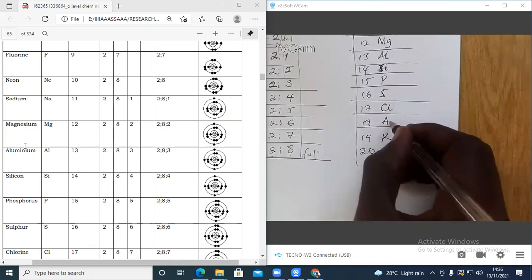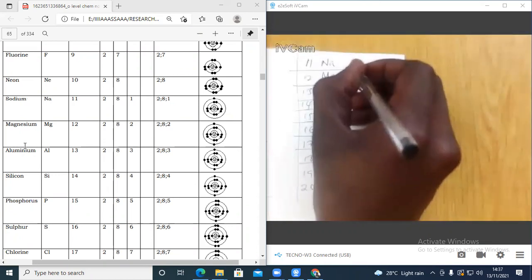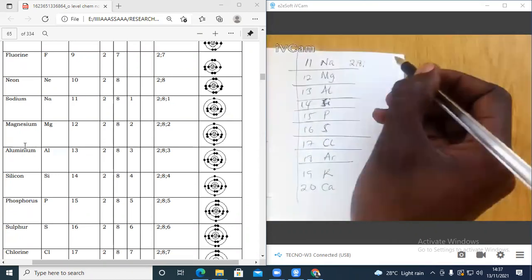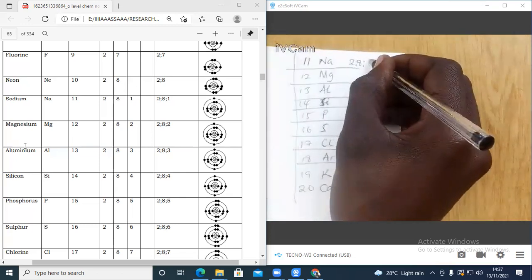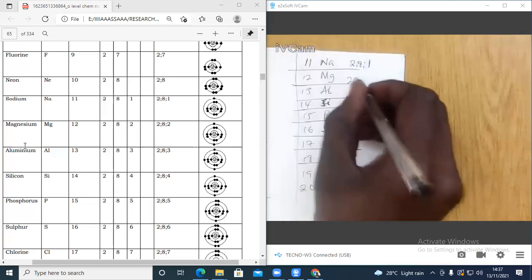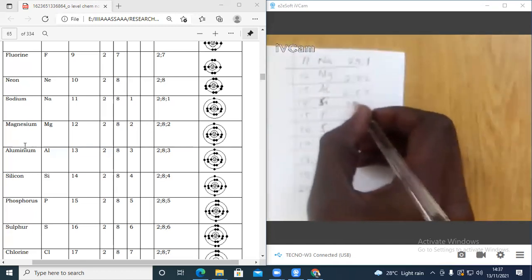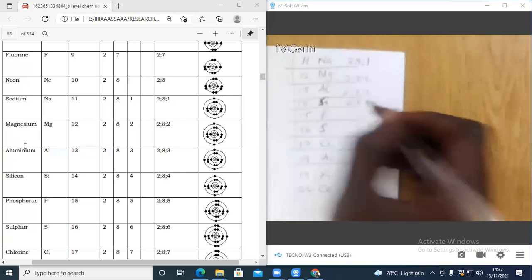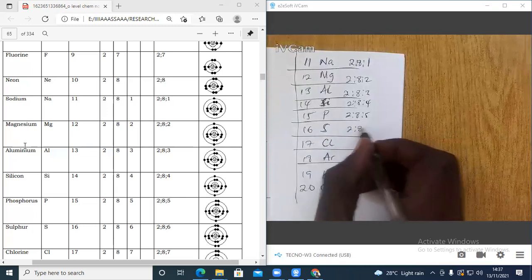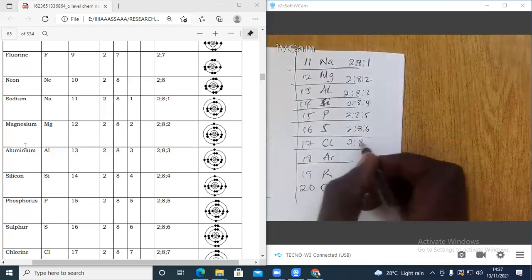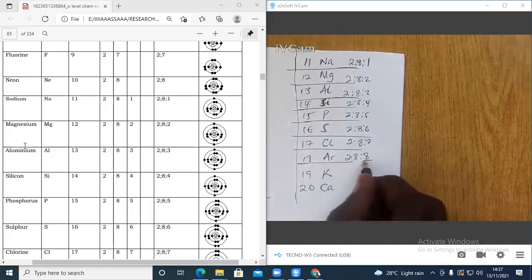Argon. Very good. So if something is 11, its electronic structure is 2 to 8 to 1. And this is 2 to 8 to 2, 2 to 8 to 3, 2 to 8 to 4, 2 to 8 to 5, 2 to 8 to 6, 2 to 8 to 7, 2 to 8 to 8. Now, meaning these ones are full.